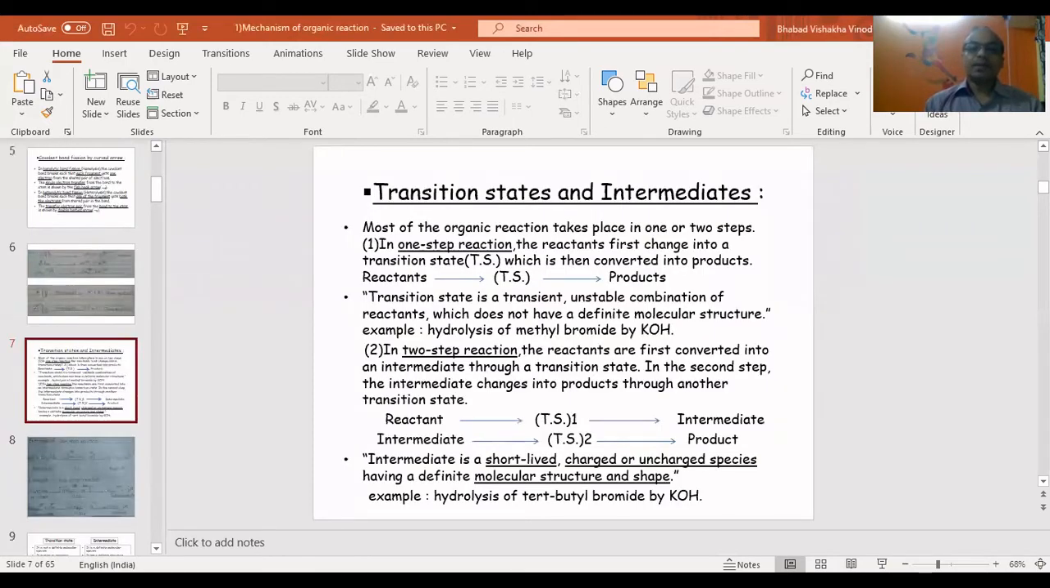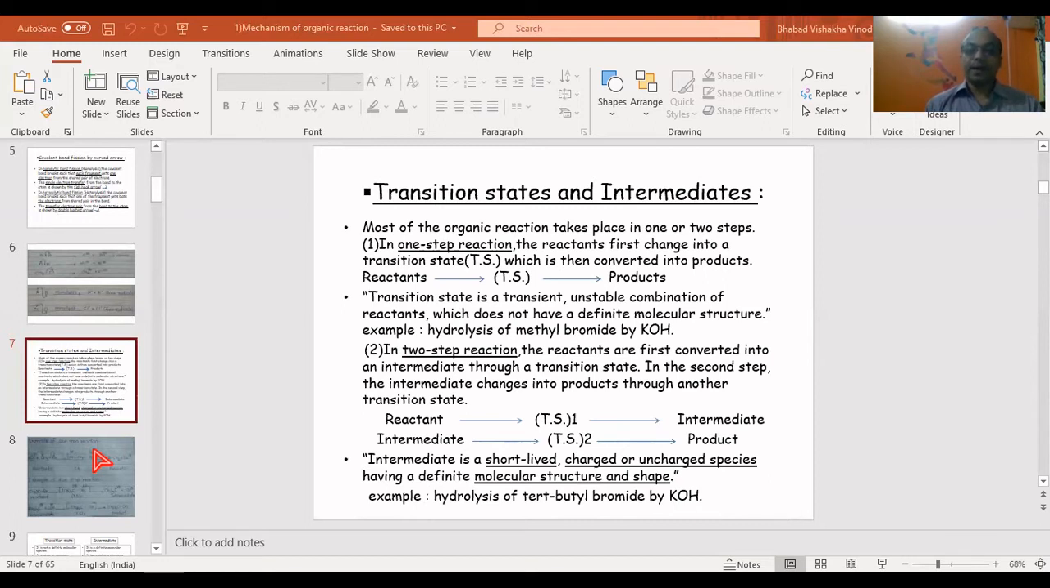Now, transition states and intermediates. In most organic reactions, the reaction may be one step or two steps. In a one-step reaction, the reactant first changes into a transition state, which is then converted into a product. Reactant will be converted to a transition state, and the transition state is converted to product. Now, a transition state is a transient, unstable combination of reactants, which does not have a definite molecular structure. For example, hydrolysis of methyl bromide by potassium hydroxide.